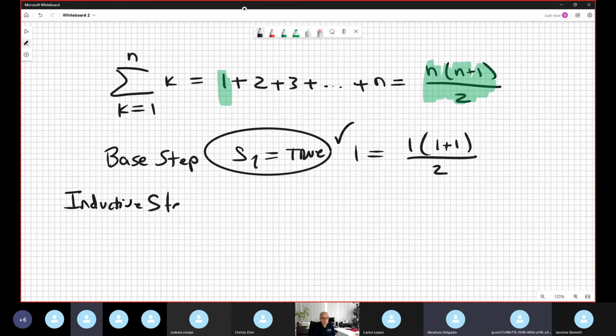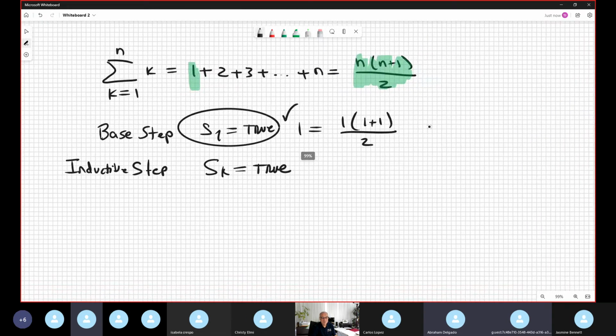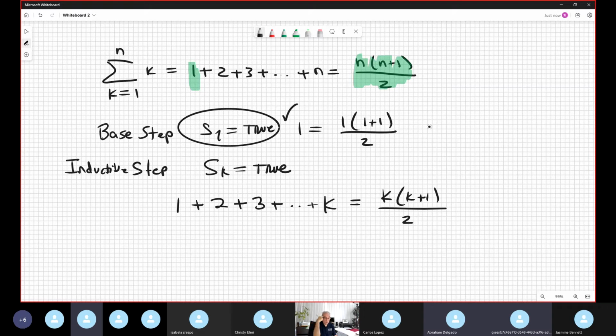On the inductive step, it's the most complicated part. You assume that S sub K is true. To assume that is super easy. You copy the same formula, but now you don't finish in N, you finish in K. K, I suppose, is an intermediate value. So it's super easy. You just copy the same original problem, but you replace N with K, under the assumption that K is an intermediate value, right?